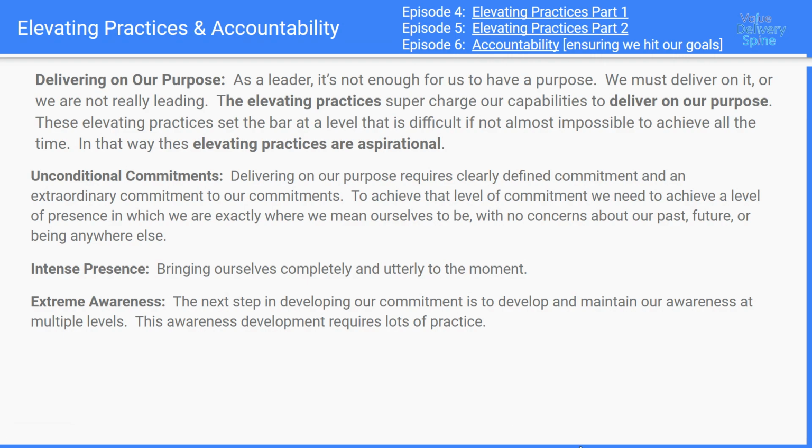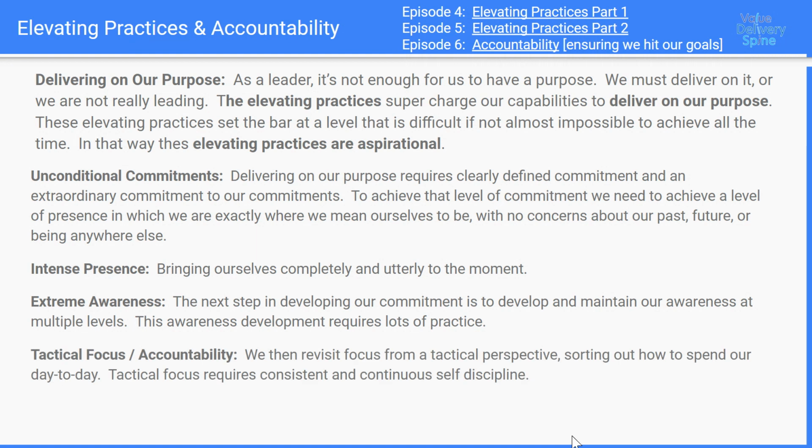This is not a corollary, but akin to intense presence, in that you're not only present to the very thing that you're focused on, but you're extremely aware of everything around you and how it impacts that, so that you have both an intense sense of the thing that you're focused on, and an intense sense of the context around you. And then there's tactical focus.